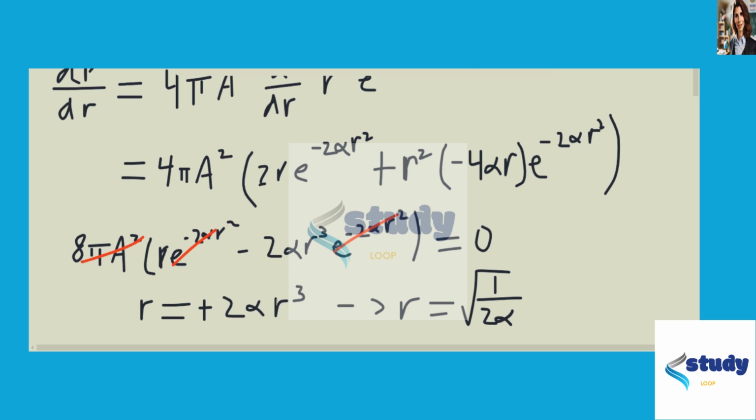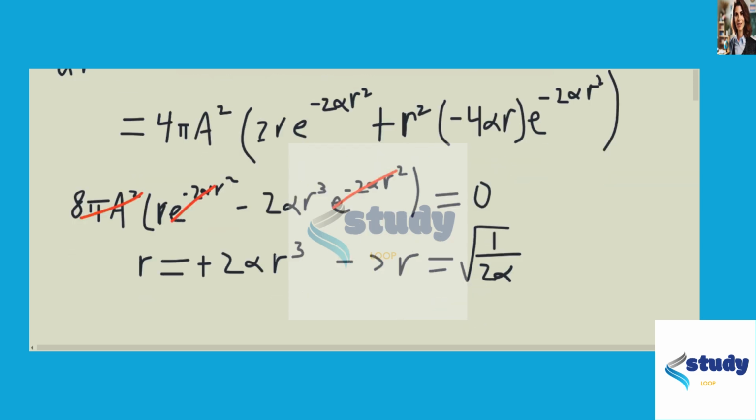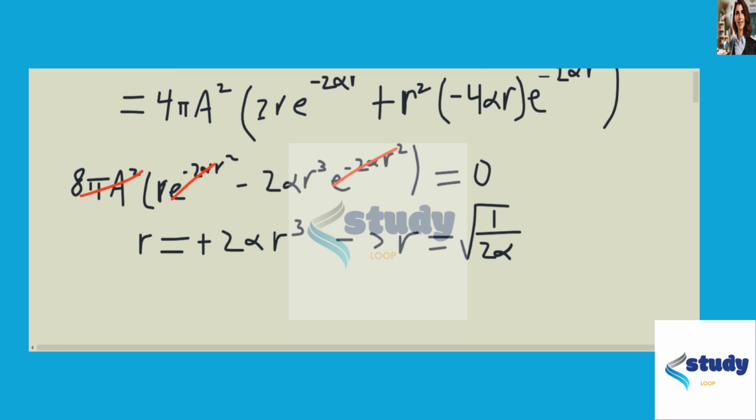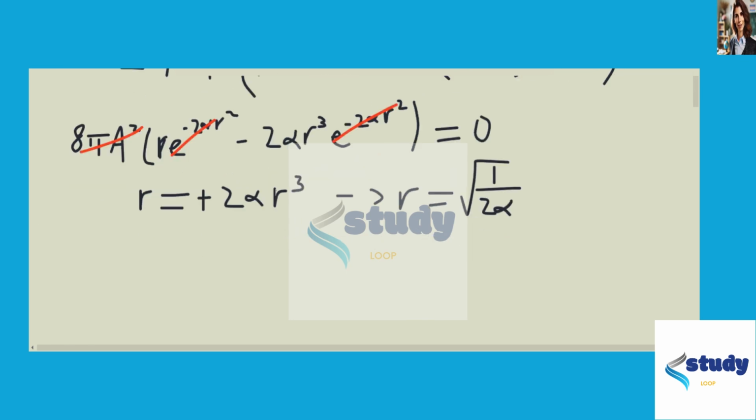So therefore, the two extremes, of course, are r equals 0 and r equals 1 over 2 alpha. So when r equals 0, p equals 0. That's a minimum. Therefore, to determine if r equals 1 over 2 alpha is indeed a maximum of p, we have to take the second derivative of p. So now let's go ahead and take the second derivative of p.